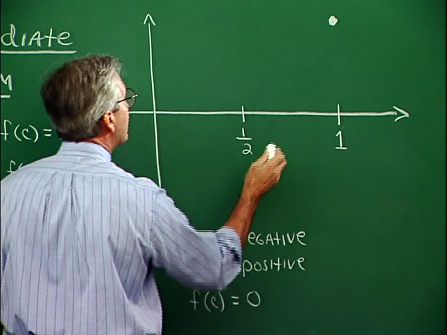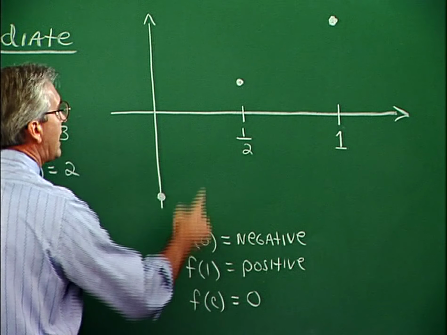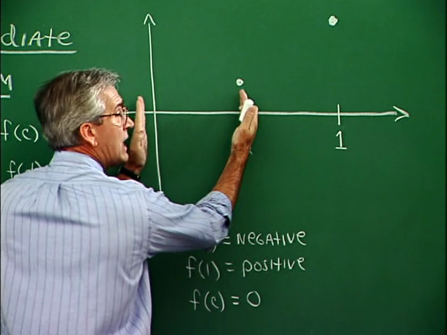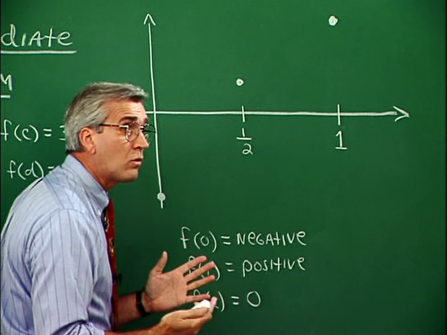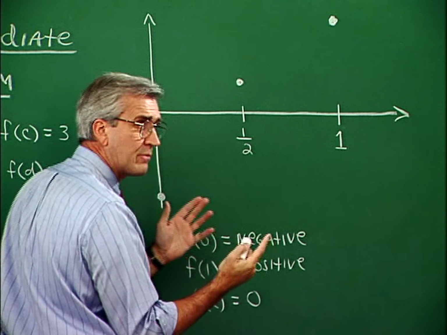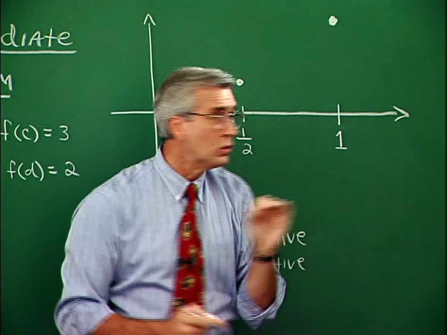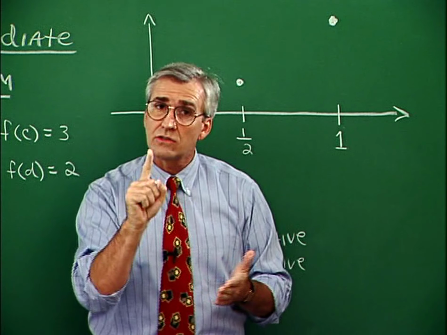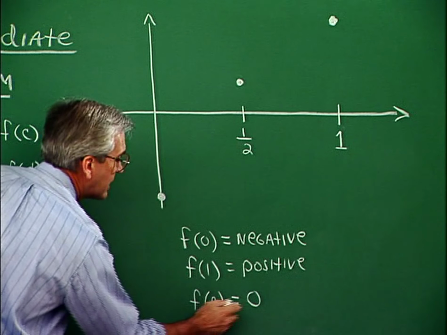Now let's suppose that f of 1/2 turned out to be up here. Now we have f of 1/2 is positive and f of 0 is negative, so now we've tightened the interval. We know there's a crossing in this interval. There may be more than one crossing, incidentally. The graph may oscillate like this. It may have all kinds of behaviors, but we know there is at least one value in the interval such that f of that value is 0. So we're looking for the c such that f of c is 0.